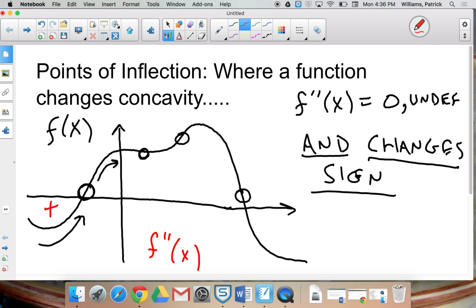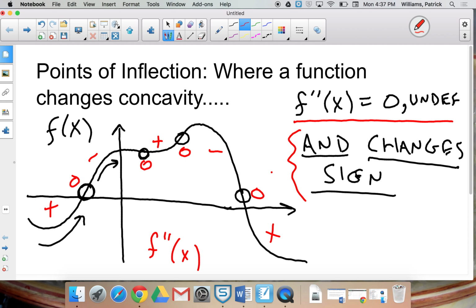We have a positive second derivative, followed by a negative second derivative, a positive, a negative, and then a positive. So at all these points in between, our second derivative is going to be zero at all those places we circled. That represents those changes in concavity or those points of inflection. Remember, we're not only looking where the second derivative is zero or undefined, we are also looking for where it changes sign. In every single one of those points, the second derivative is not only zero, but it also changes sign.